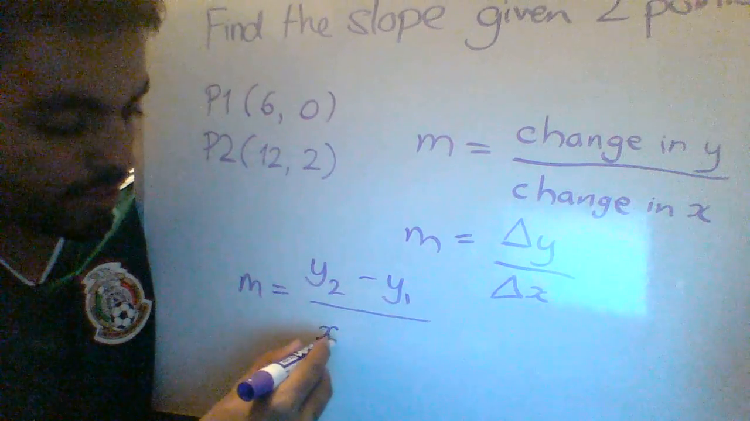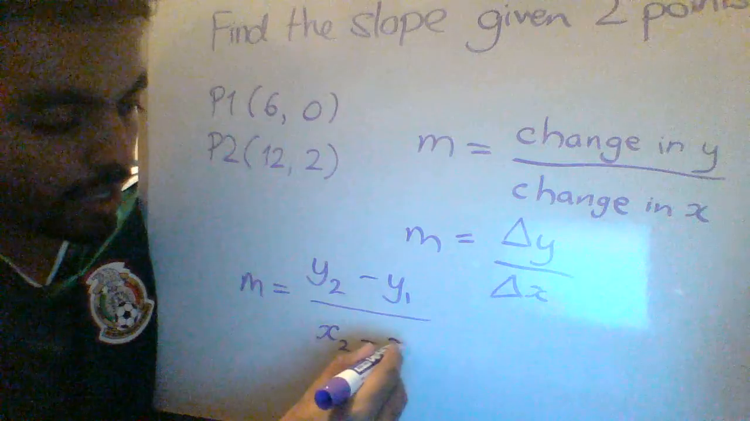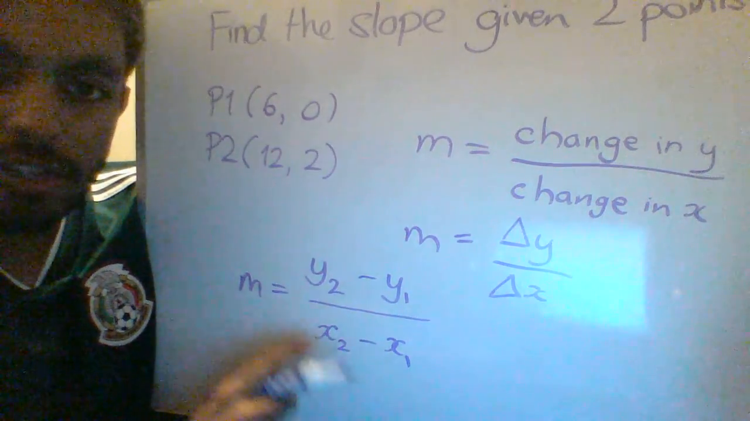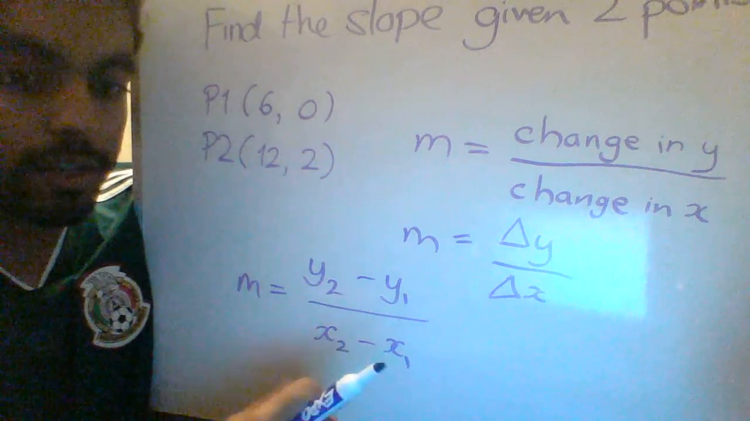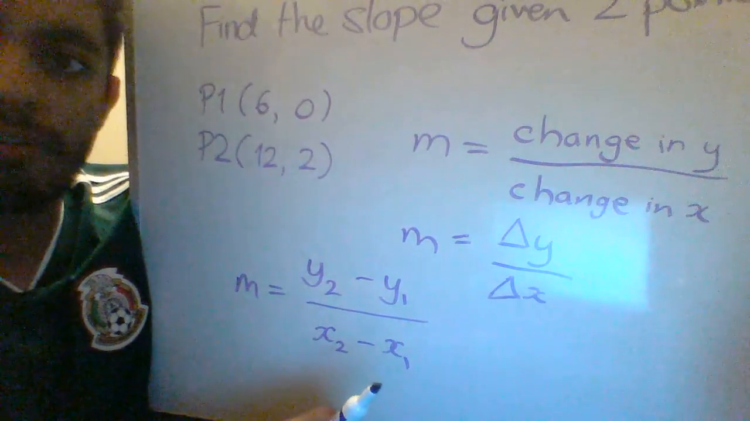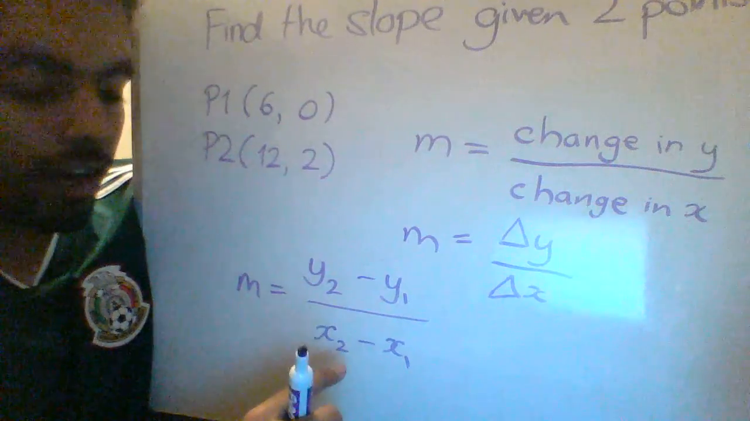And same thing with the x's: x2 minus x1. If you did x1 minus x2, your answer will be negative. So be careful, because you don't necessarily want that negative sign. It'll throw off your answer. So be careful of that.